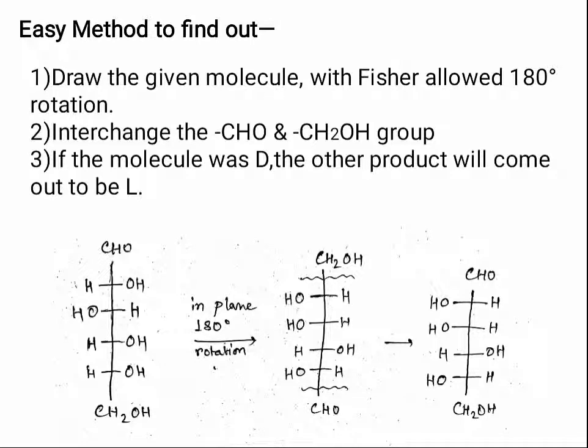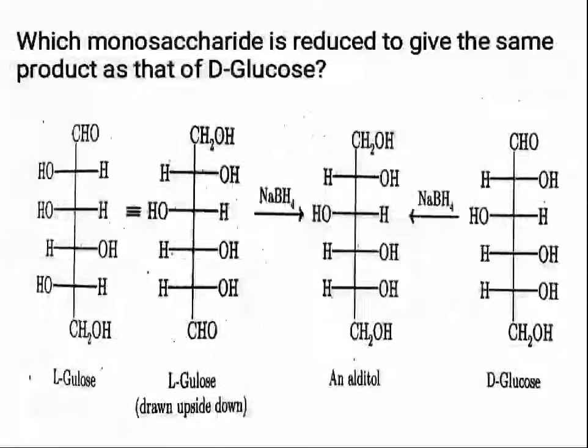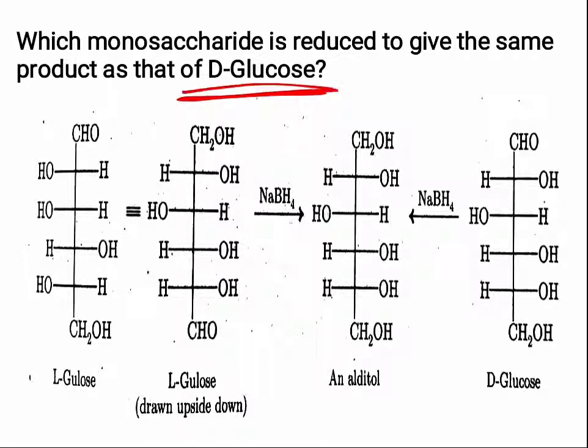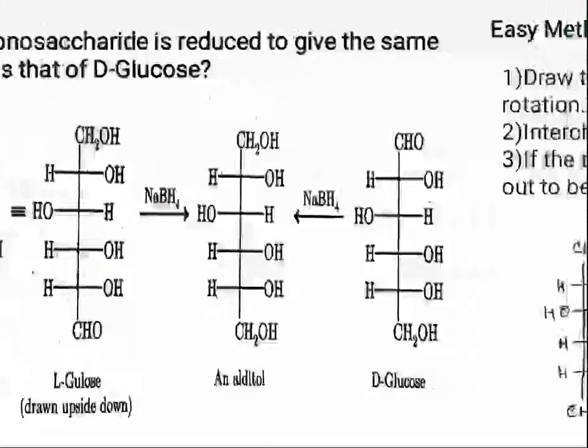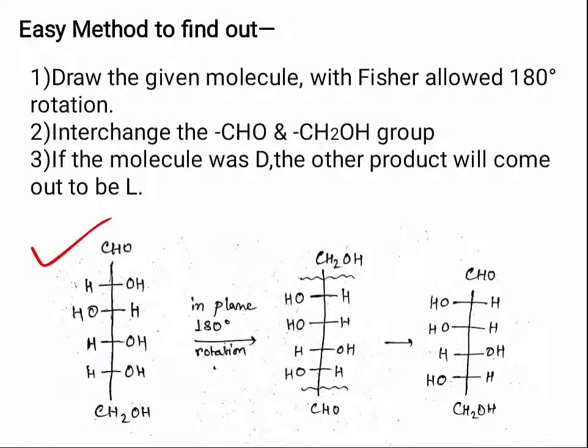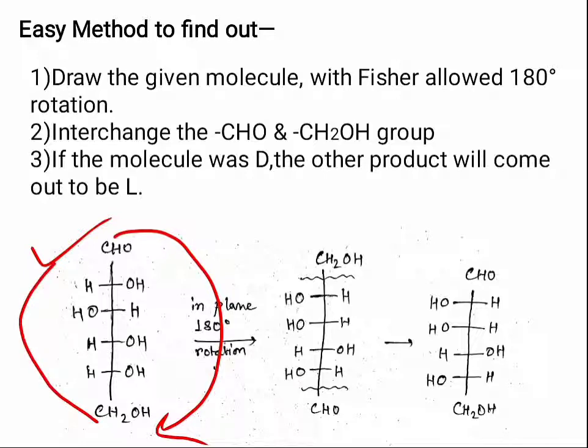Easy method to find out. At first, draw the given molecule with Fischer projection, allowing 180-degree rotation. So this is your structure. Here it is asked which monosaccharide is reduced to give the same product as that of D-glucose. So you know the structure of D-glucose. First draw the D-glucose. Then just rotate it in plane by 180 degrees. That means this top will come to the bottom and this bottom will go to the top. Just a 180-degree in-plane rotation.